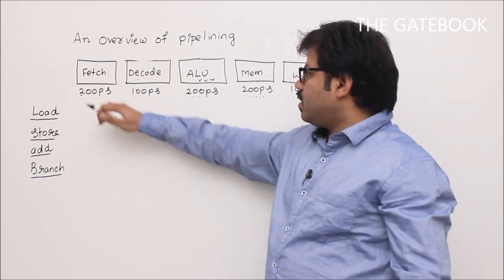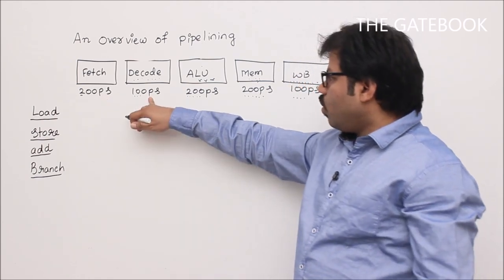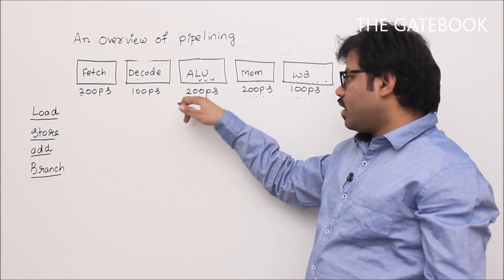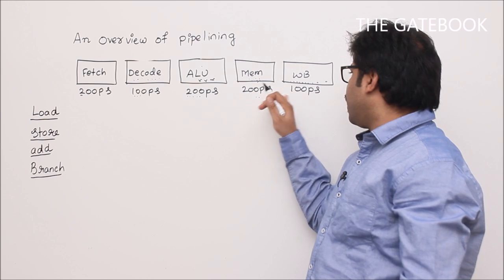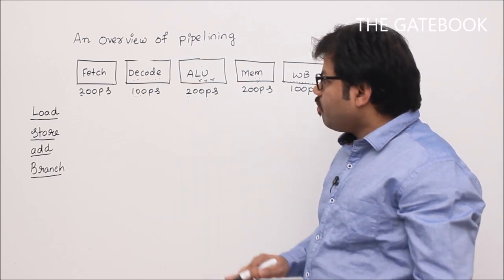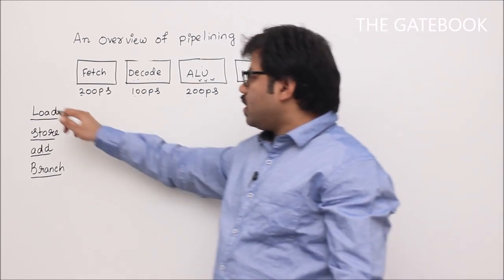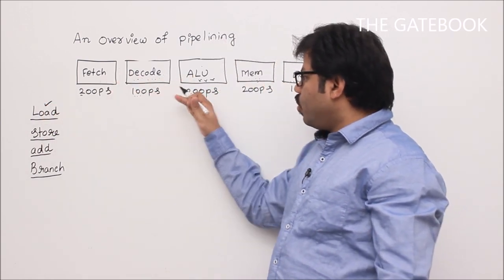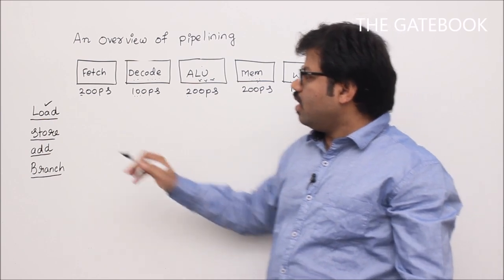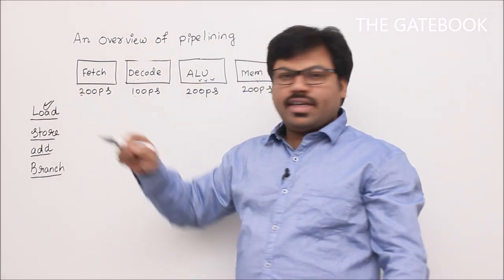So assume that fetch takes 200 picoseconds, decode takes 100 picoseconds, ALU takes 200, the memory stage takes 200 picoseconds, and write back takes 100 picoseconds. Then how much time does a load instruction take? Let's say you have these individual time units for each stage. Then what is the typical time a load might take?